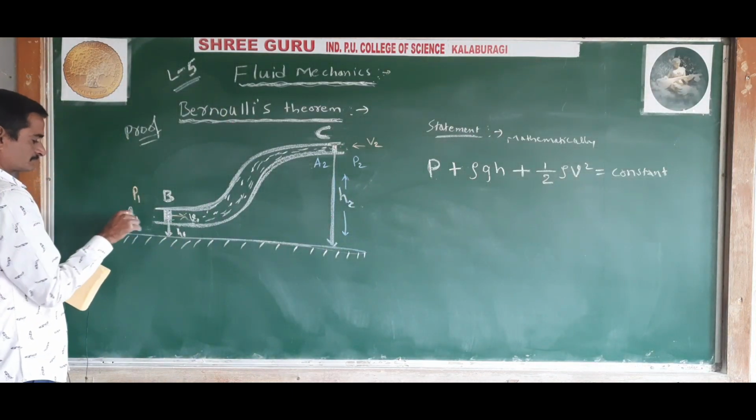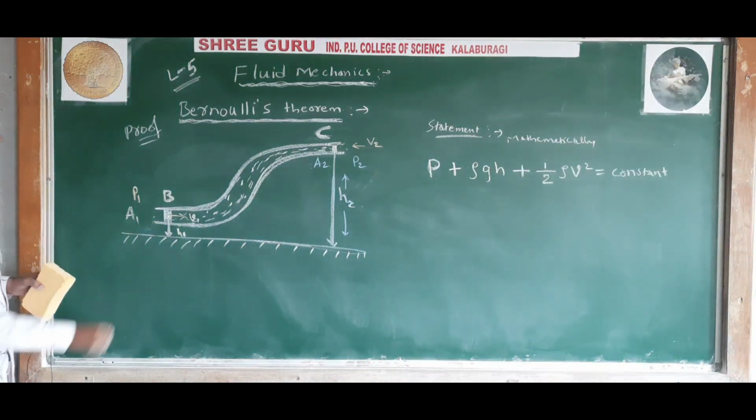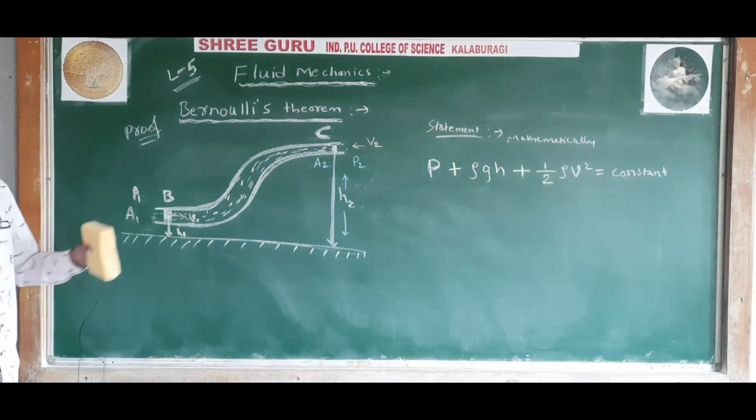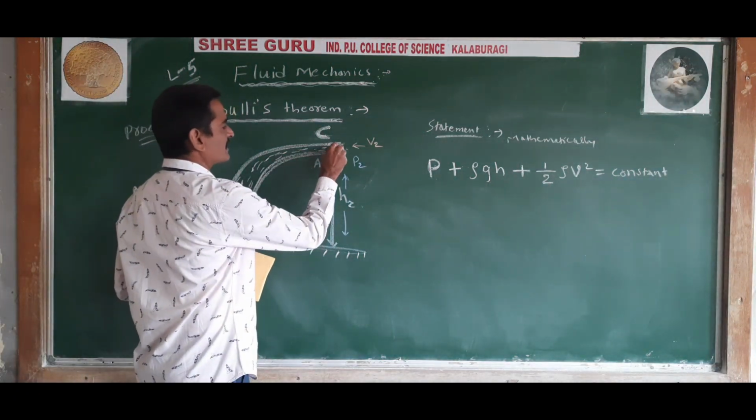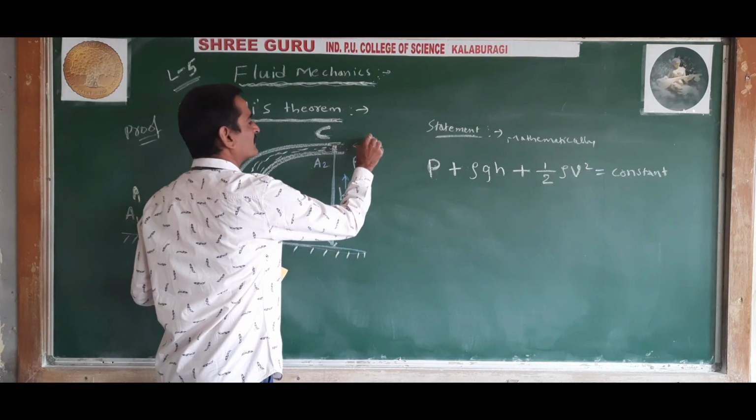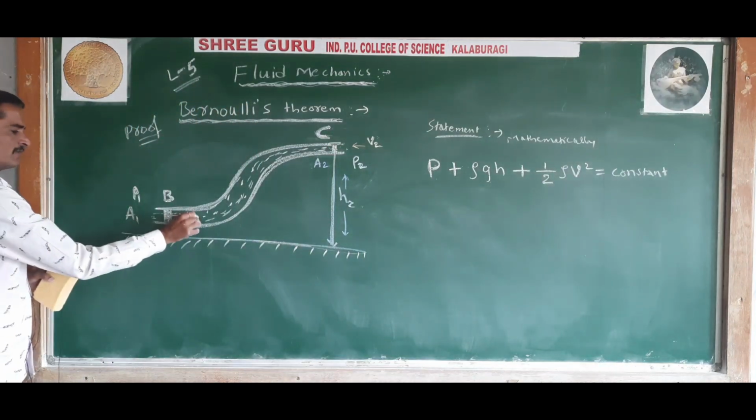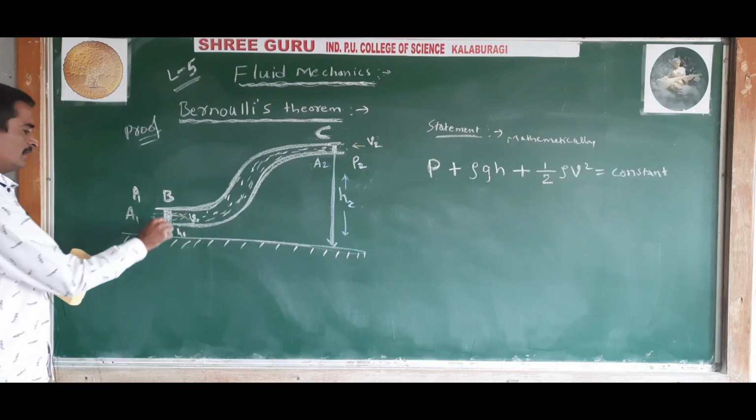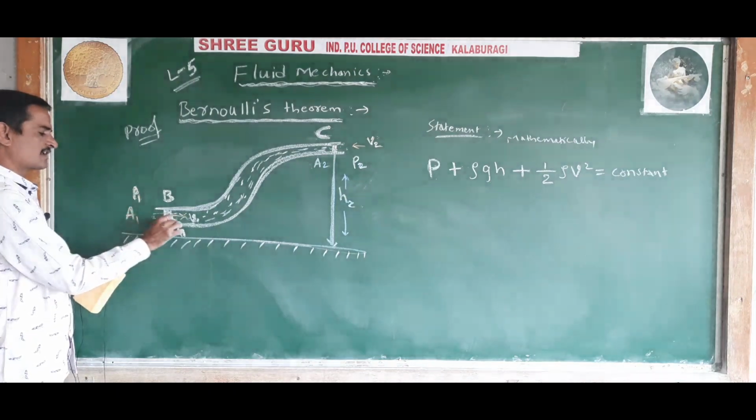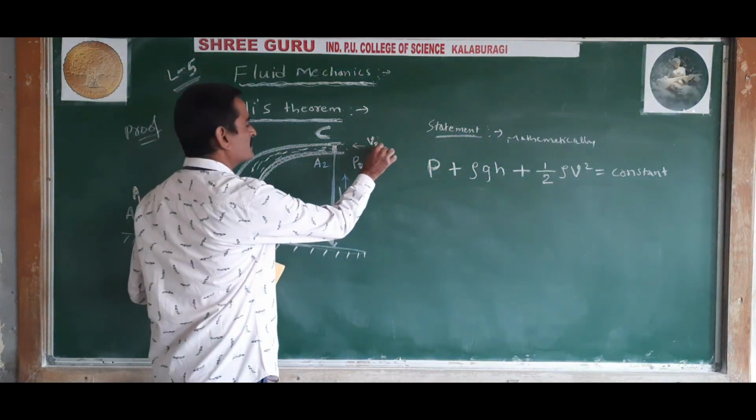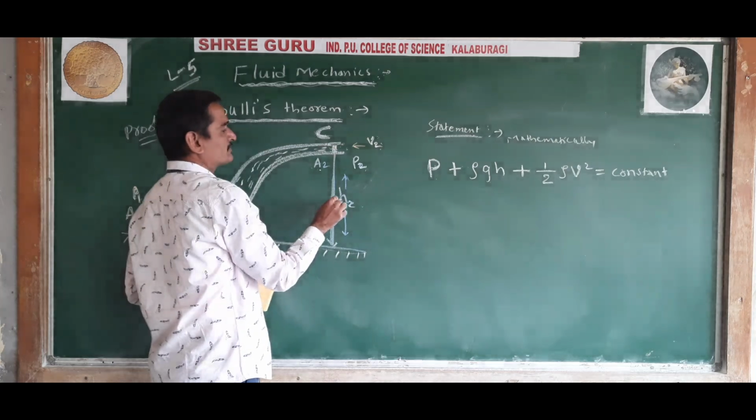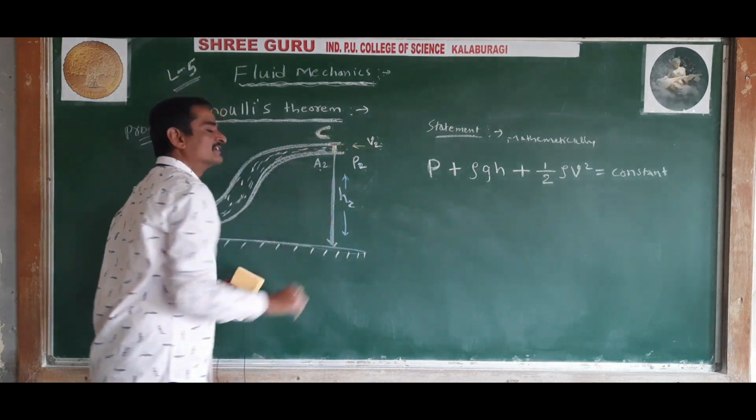Let A1 be the cross-sectional area at the end B and P1 be the pressure of the fluid at the end B. Similarly, let A2 be the cross-sectional area at the end C and P2 be the pressure at the end C, and V2 be the velocity of the liquid at the end C, and V1 the velocity of the liquid at the end B. Let V1, P1 and A1 be the velocity, pressure and cross-sectional area at the end B, and let V2, A2 and P2 be the velocity of the liquid, cross-sectional area of the tube and pressure at the end C.